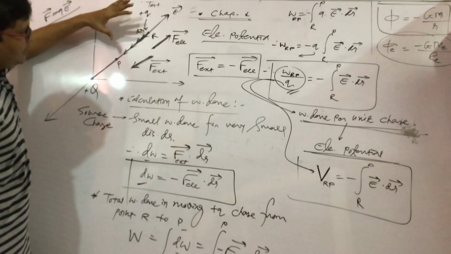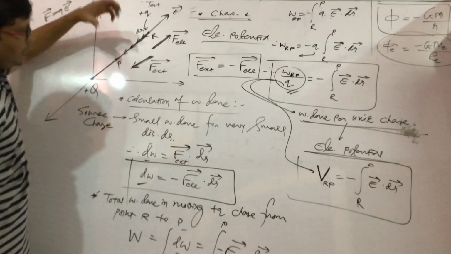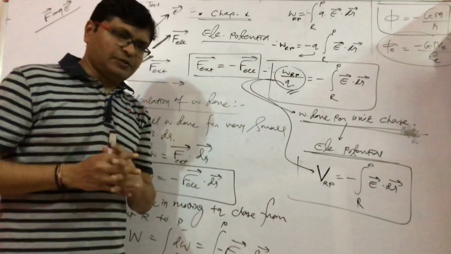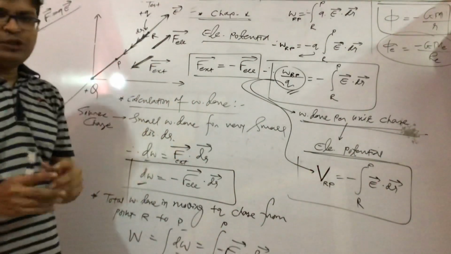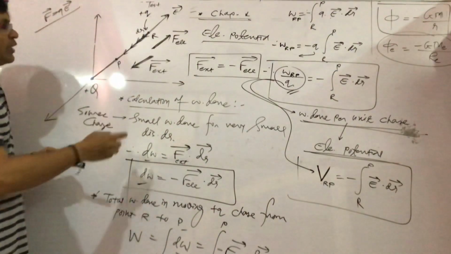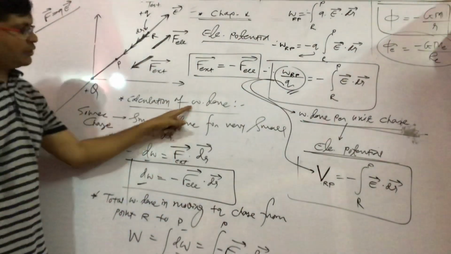How can you calculate this work done? Because work done is required in moving this charge from R to P, and work done is one of the very important quantities for this entire discussion. Don't forget potential. Then you have to think about work done. So here we would like to calculate work done in moving charge from R to P. So this is the method of calculation of work done.